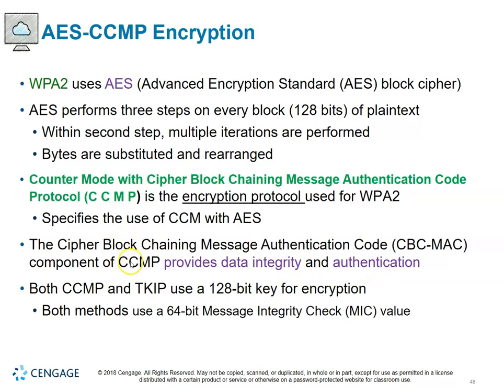So this is like an alphabet mix. What I would recommend, when you're studying this for the certification exam, is you create a table where you list these things together and just know what the name of it is. You don't have to go into the nitty-gritty details of how this cipher works, but you do need to know what it brings to the table. In this case, it provides data integrity and authentication. So CCMP and TKIP both use a 128-bit key for encryption, and this MIC that we were talking about on the last slide, this message integrity check value.